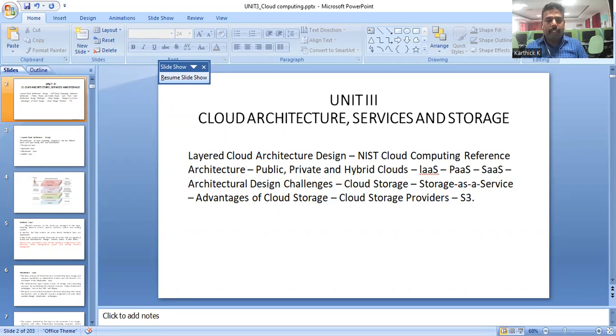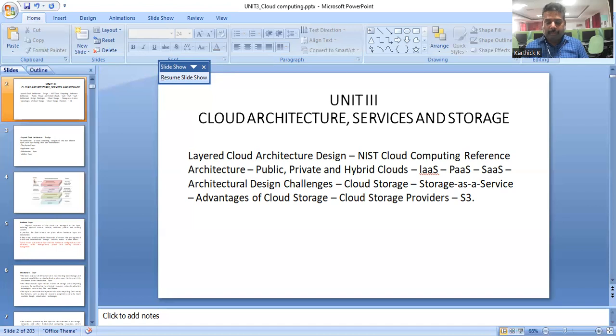So we have layered cloud architecture design, NIST cloud reference architecture we are going to see, and public cloud, private cloud, and hybrid clouds and different types of services. What are the services there in cloud computing? In the first unit, we have seen some of the basics. Here we are going to see in detail in this third unit: architectural design challenges, cloud storage, storage as a service, advantages of cloud storage, and cloud storage providers. What are the cloud storage providers we have? And the S3 principle, which is also related to the cloud storage part.